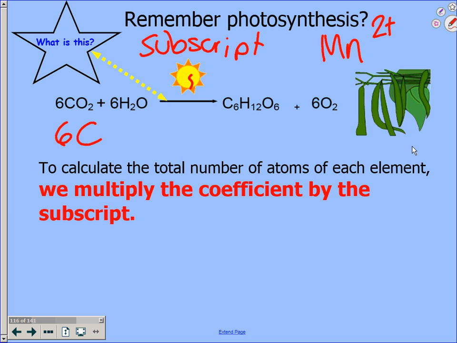How many total oxygens over here? 18. So this 2 and the coefficient of 6 get multiplied to give us a total of 12. And this 6 times the imaginary 1 on the outside of the O gives us what? 6. So that's a total of 18 O's. So that's 6 carbons. Okay. How many hydrogens total here? 12, because that's 6 times 2. Okay, so that's 12 hydrogens.